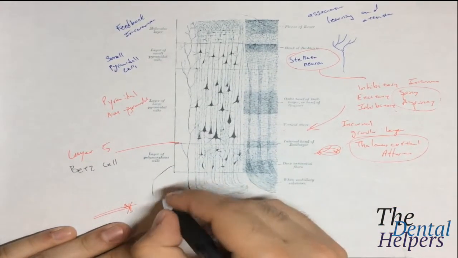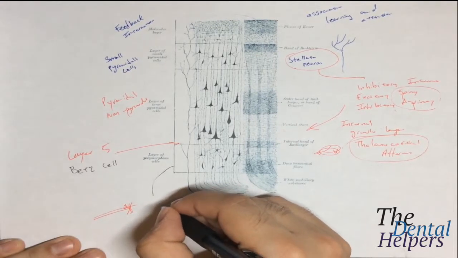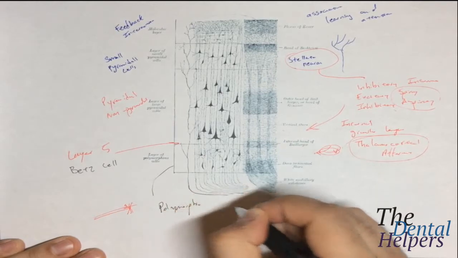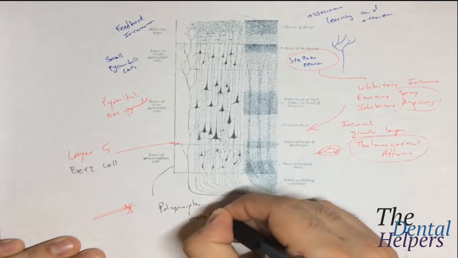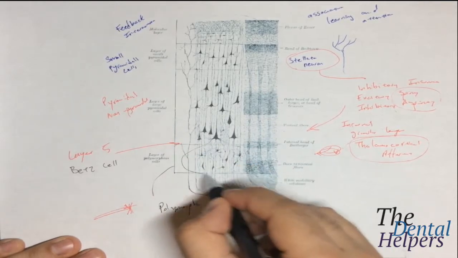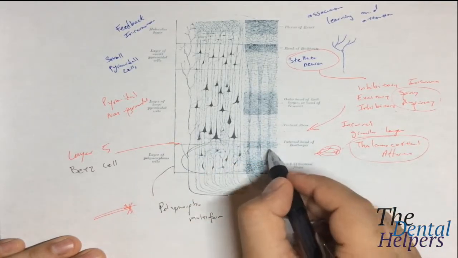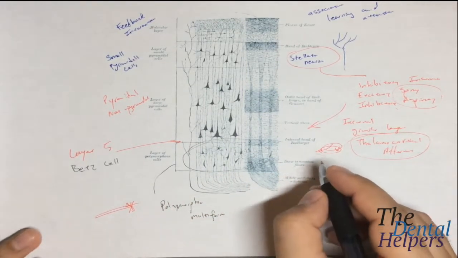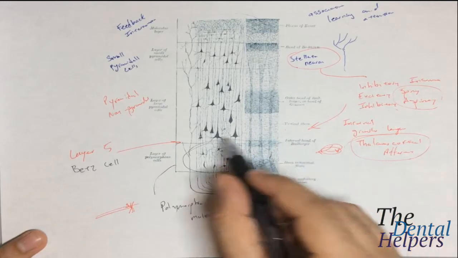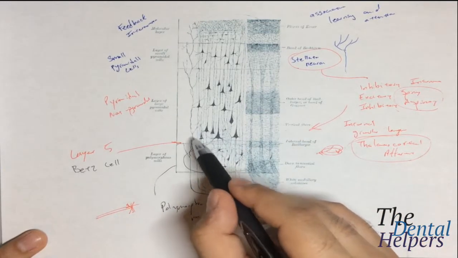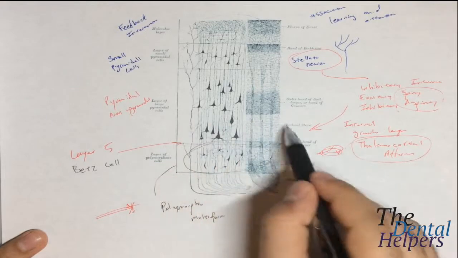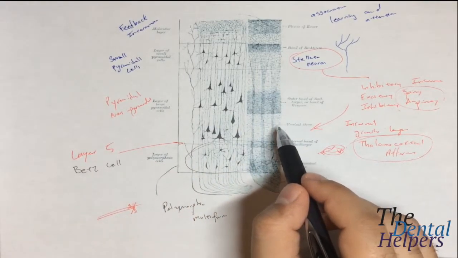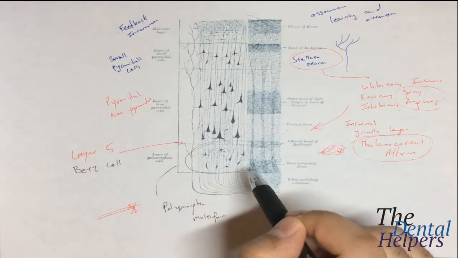And lastly, we're going to have layer 6, which is going to be your polymorphic or multiform layer. And what that means is it's basically changing, so it's a very dynamic layer. It's going to have very few large pyramidal cells. So if you think about it, when we're comparing layer 5 and 6, 5 had a lot of large pyramidal cells, while 6 does not.